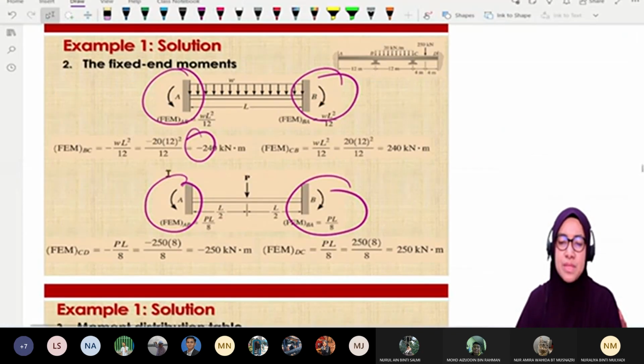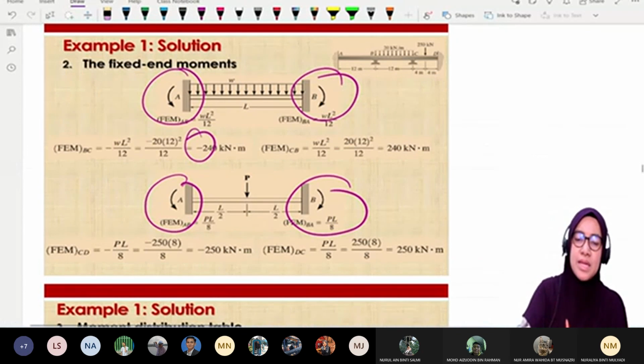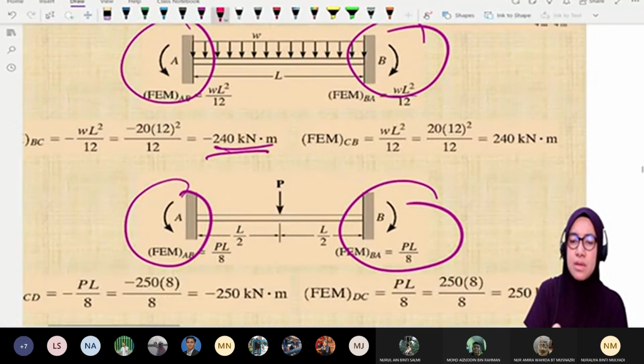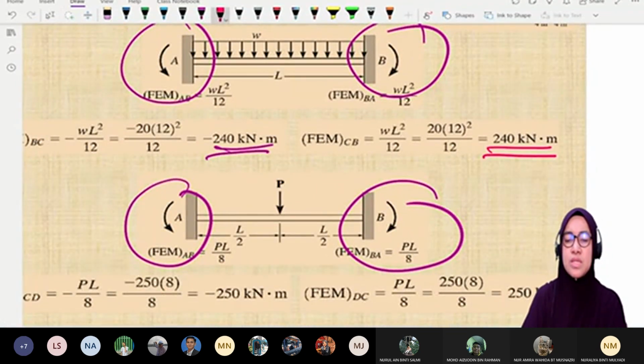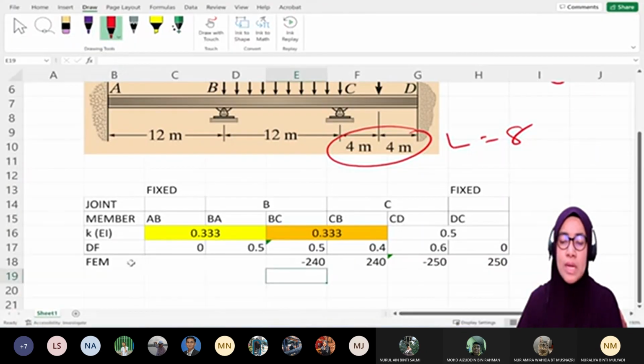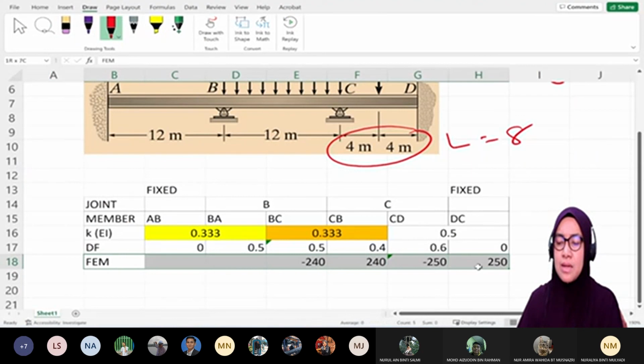Okay, so compare with the answer. So we get here negative 240, positive 240, negative, positive, and then negative, positive. Negative 240, 240, negative 250, 250. So basically, DF, the distribution factor, and the fixed end moment are straightforward. So this is the fixed end moment.